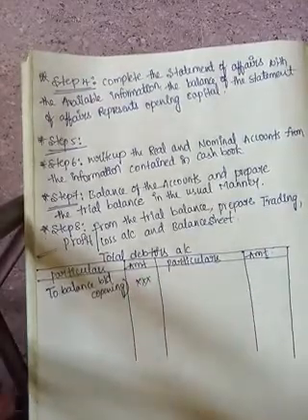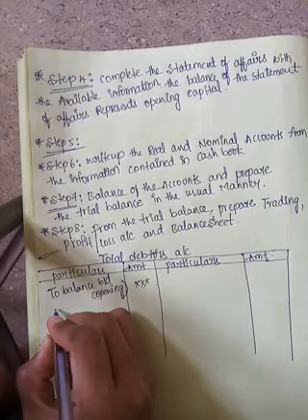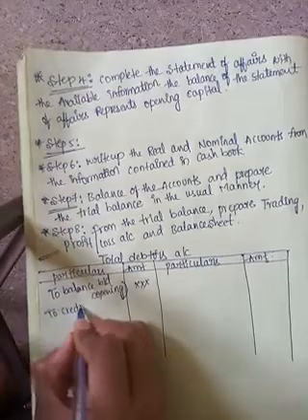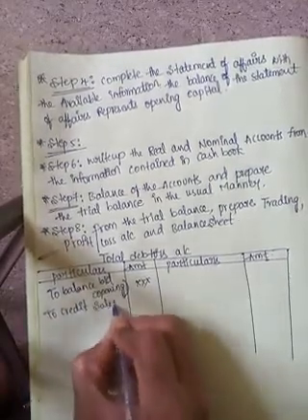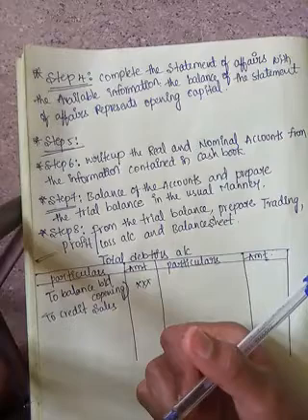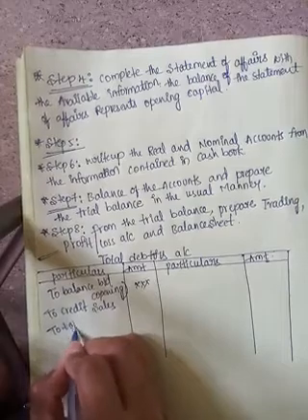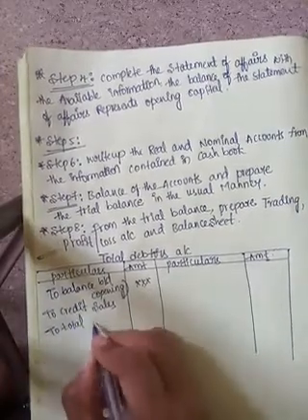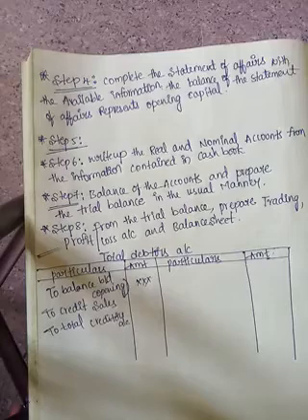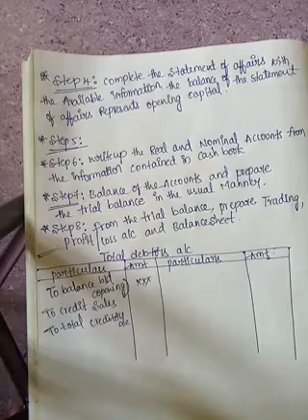Next, on the debit side, to credit sales. Next is total creditors account.